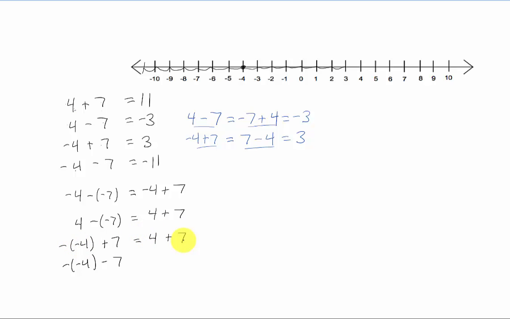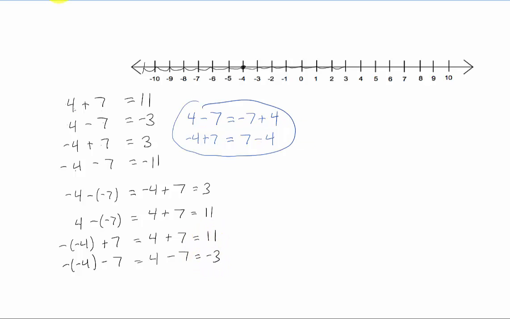Then we just copy the rest of the problem down. Minus a negative 4, again, could be written as just a positive 4, and then you have to copy down the rest of the problem. Now we've gotten these 4 problems down to problems that we had done before up here. Negative 4 plus 7, we realized before was 3. 4 plus 7 is 11, and 4 minus 7 is negative 3.